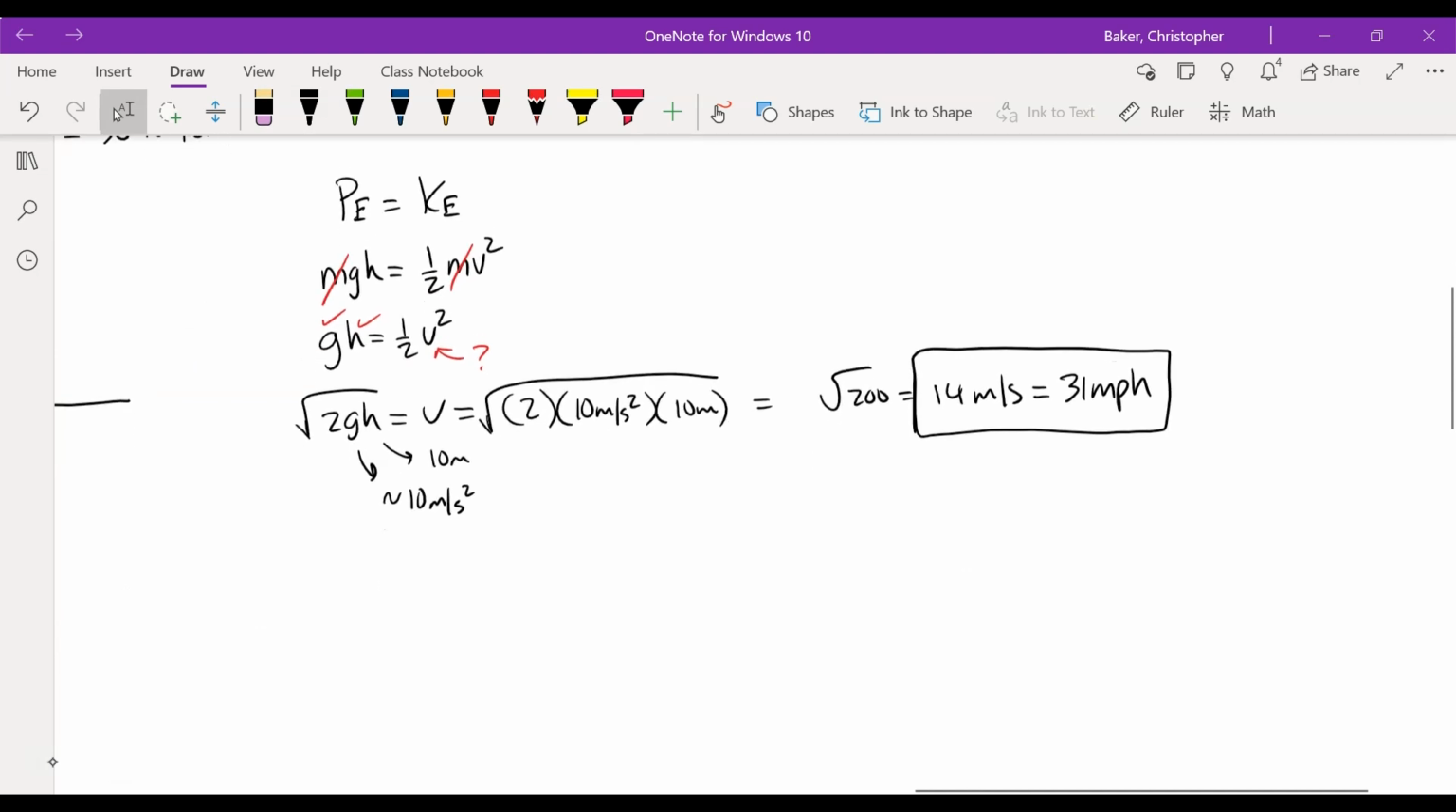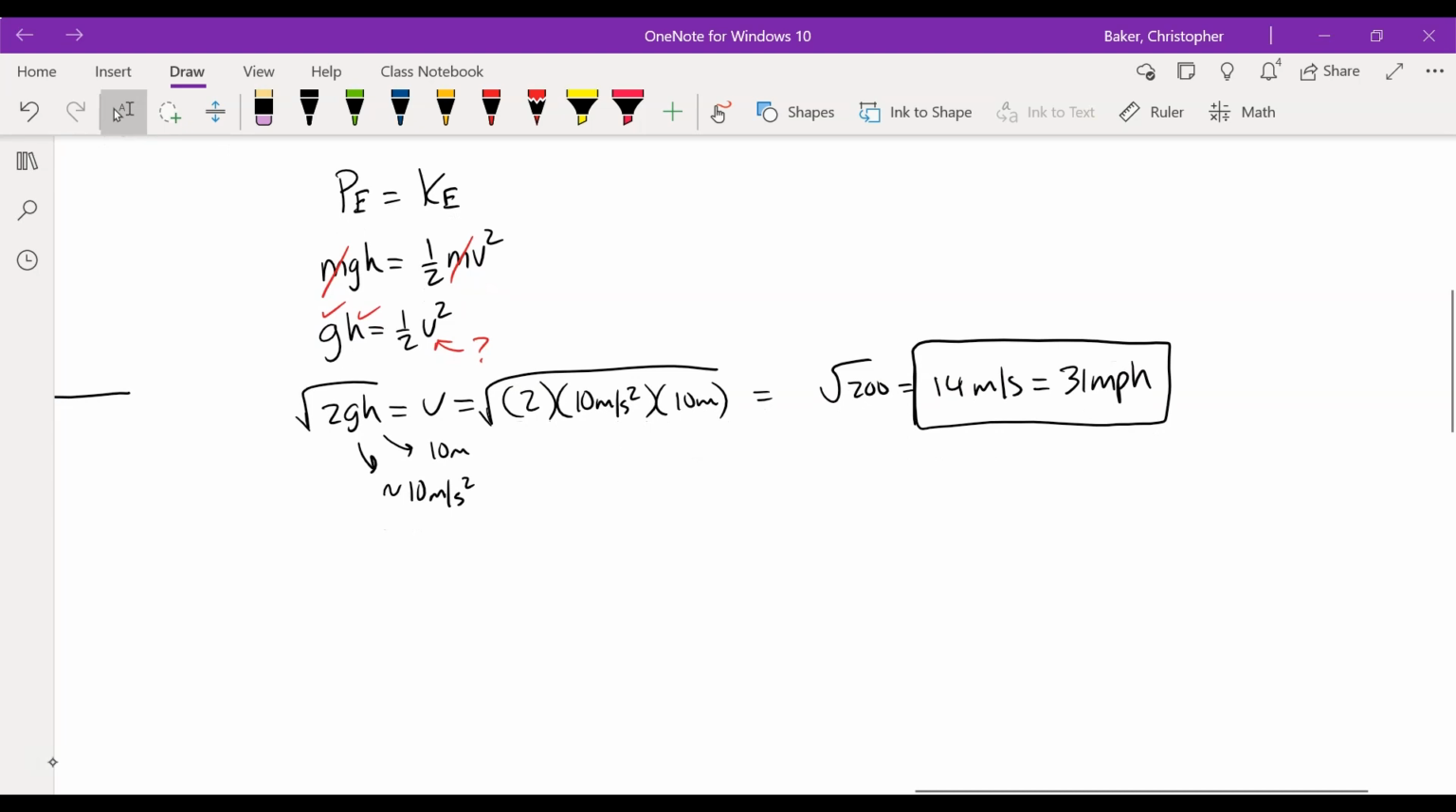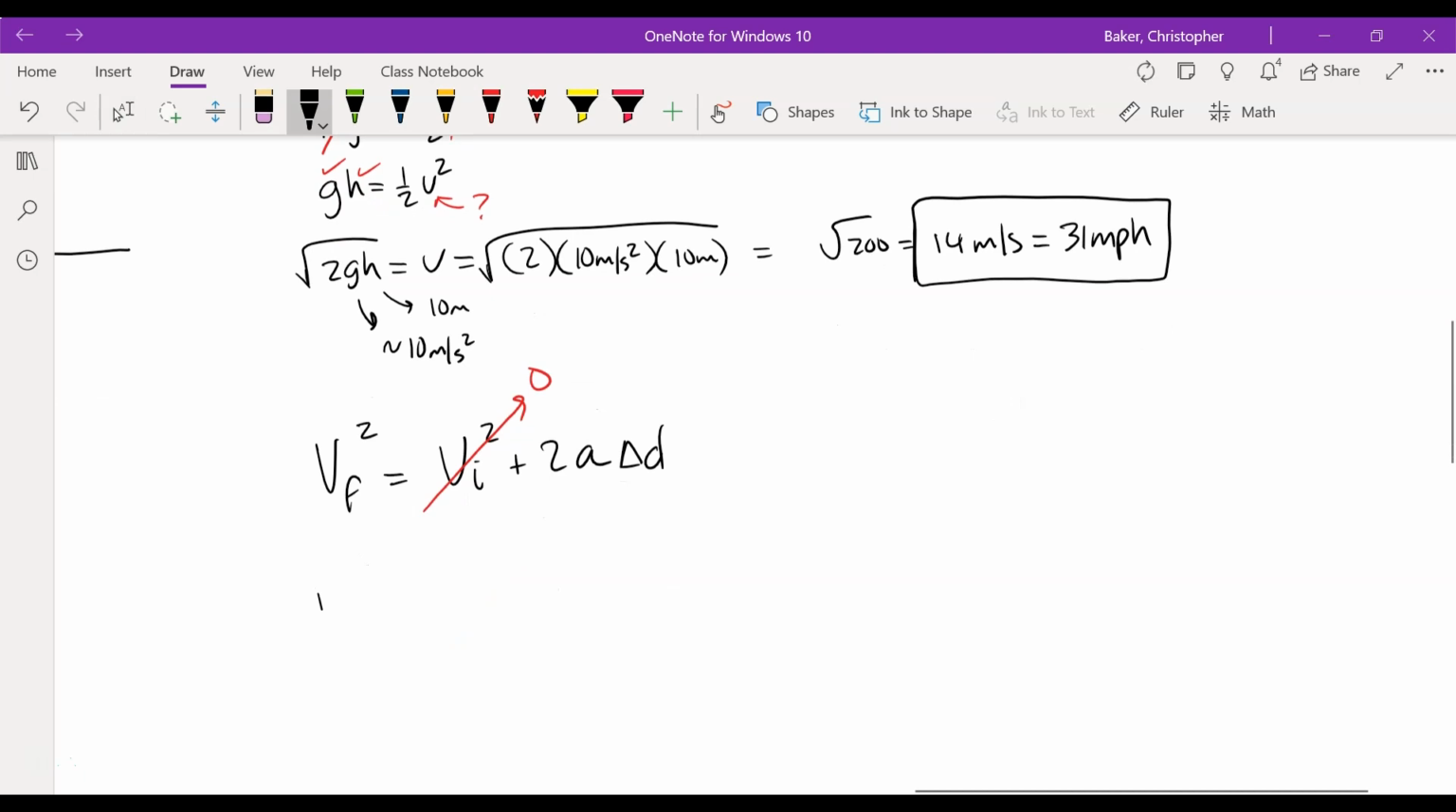I don't know if you remember this one from UAM, Uniform Accelerated Motion, and that equation is your final velocity squared is equal to your initial velocity squared plus 2 times acceleration due to gravity times the distance you fell. So we know that his initial velocity when he first started falling is 0. So that means we're left with this. V final squared is equal to 2a delta d.